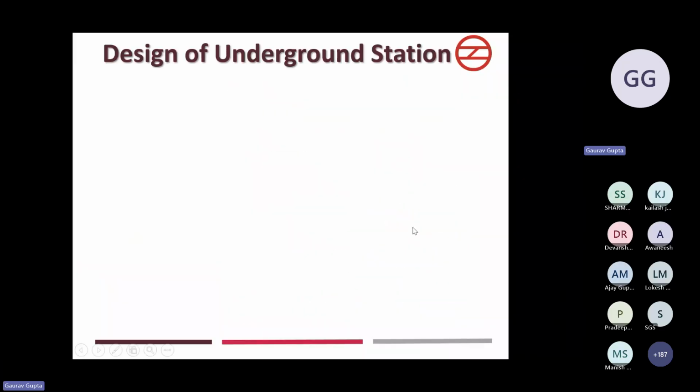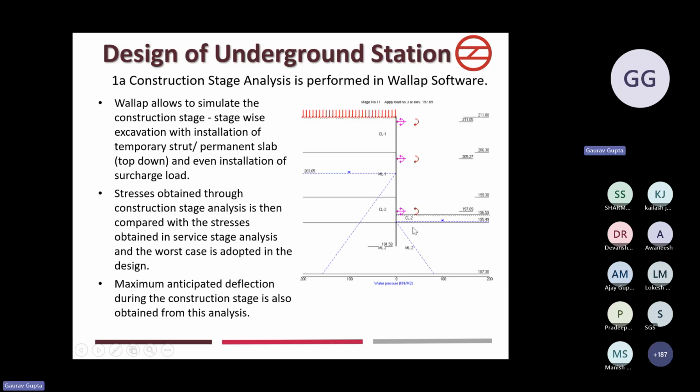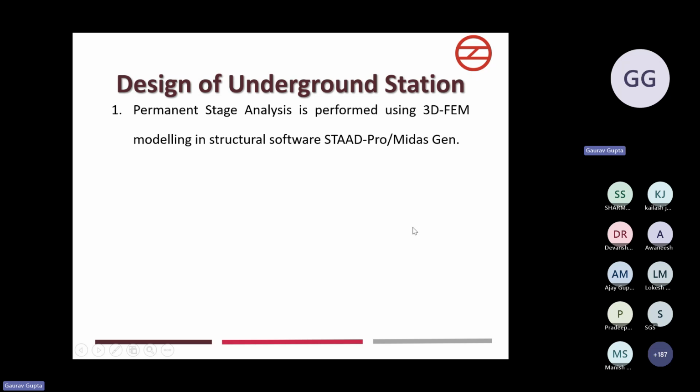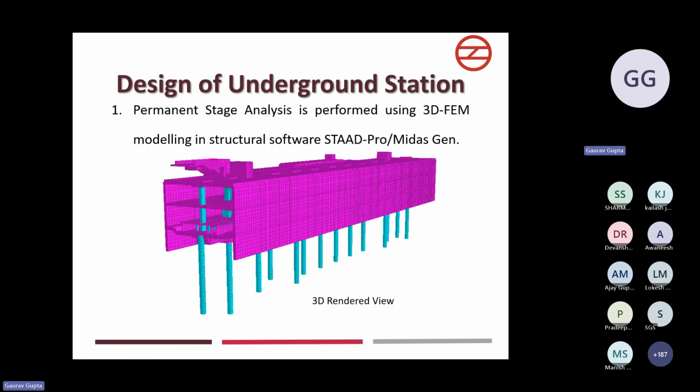So now we move forward. We have now done the construction stage analysis. Now we will come to the design of underground station permanent stage analysis. This is performed mostly in STAAD Pro software, or sometimes in Midas Gen software also. This is a typical 3D rendered view of the model, which is prepared using FEM, which I will show you just now. This is a typical cross-sectional view of the STAAD model. Here you can see the wall, the roof slab, concourse slab, and the base slab.